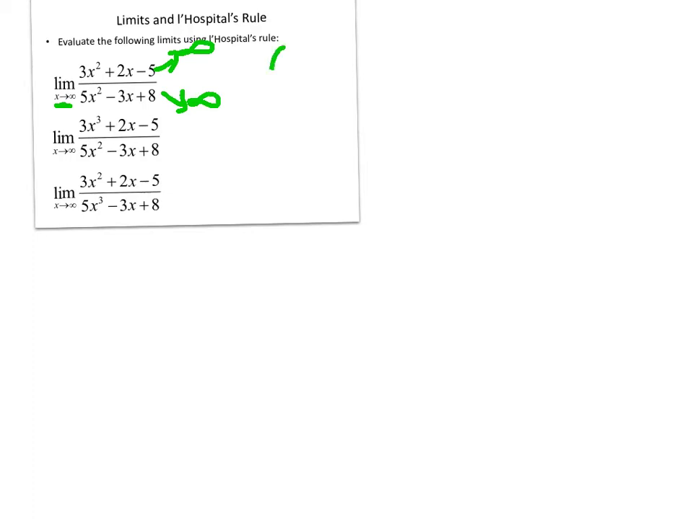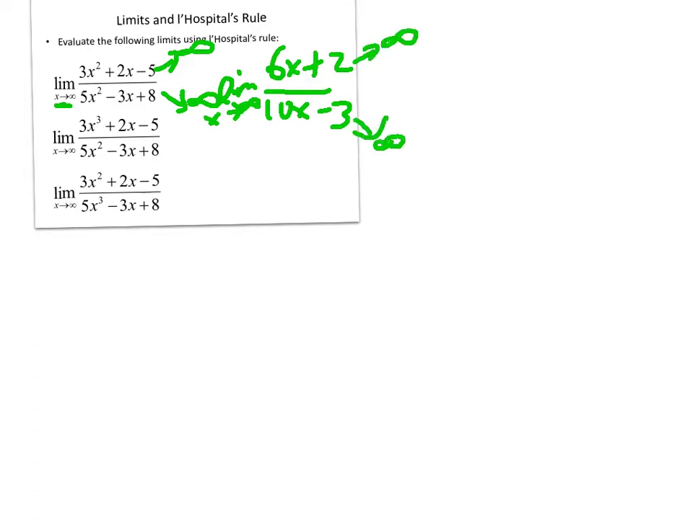So if I differentiate the top, I get 6x plus 2. If I differentiate the bottom, I get 10x minus 3. And again, I take the limit as x goes to infinity here. I notice it's going to go to infinity again, both the top and the bottom. So L'Hopital said you can do it again. You can do it as many times as necessary until you actually get an answer.